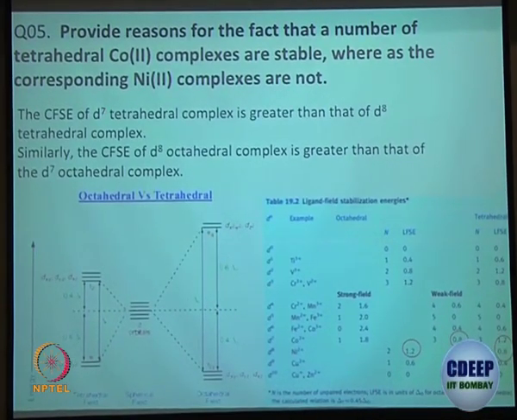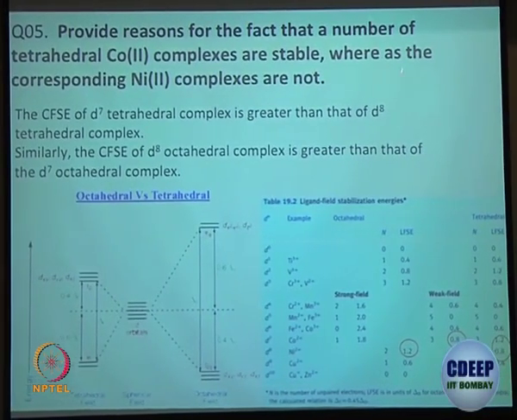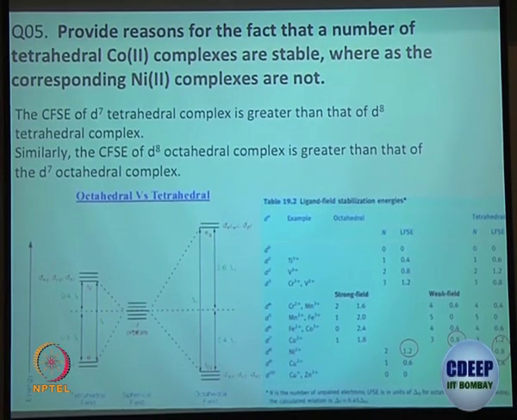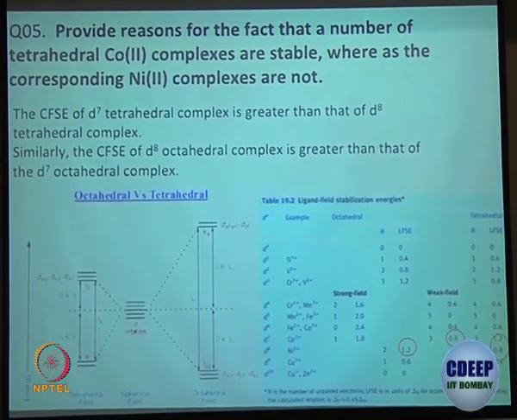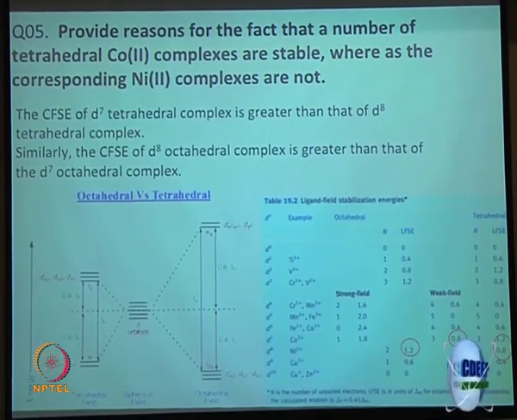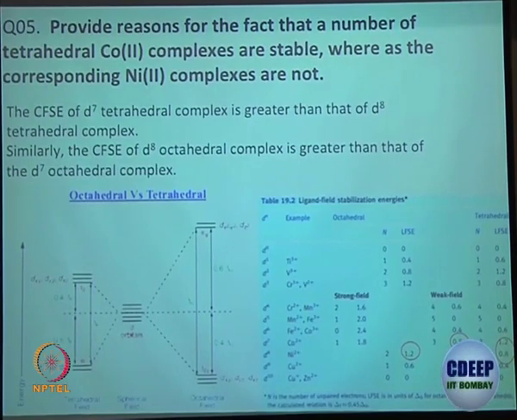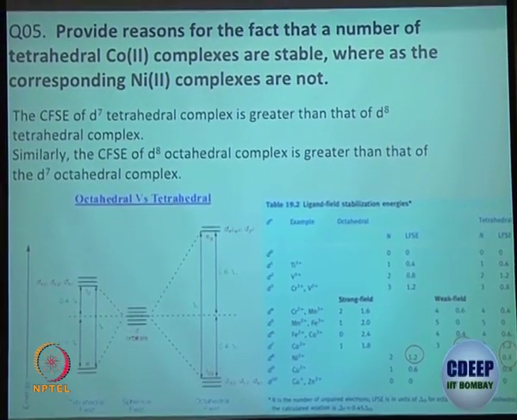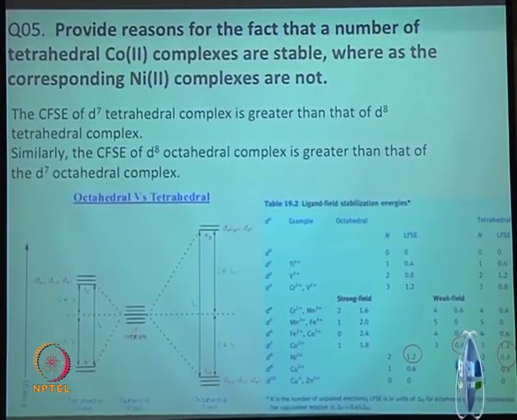So what you see overall is that the D7 tetrahedral complex CFSE is greater than the D8 tetrahedral complex. Calculate the D7 CFSE for tetrahedral field. What is the D7 CFSE? Minus 12 Dq, right? Tetrahedral is high spin, always high spin. Minus 12 Dq. What is it for D8? Minus 8 Dq. Minus 8, minus 12, which one is more stable? D7 is more stable. So cobalt 2+ D7 is going to be tetrahedral.